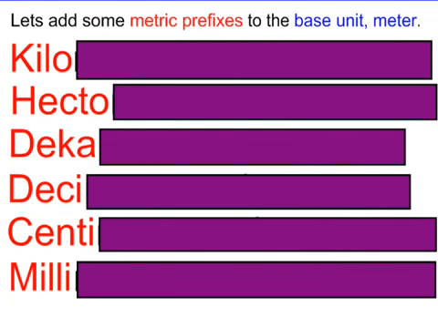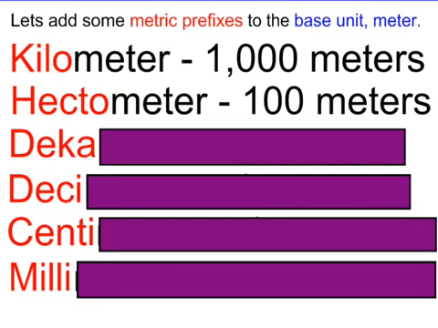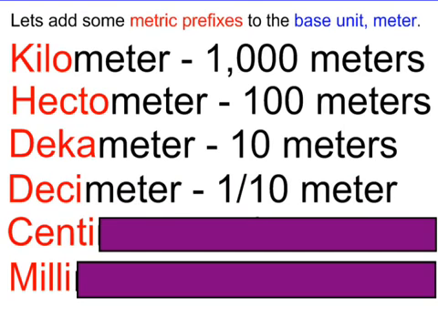Now, if we were to take those prefixes that we just talked about and attach them to the base unit meter, a kilometer would be 1,000 meters. If you take hecto and attach it to the word meter, it's a hectometer, you would have 100 meters. A decameter would be 10 meters. A decimeter would be 1/10 of a meter.